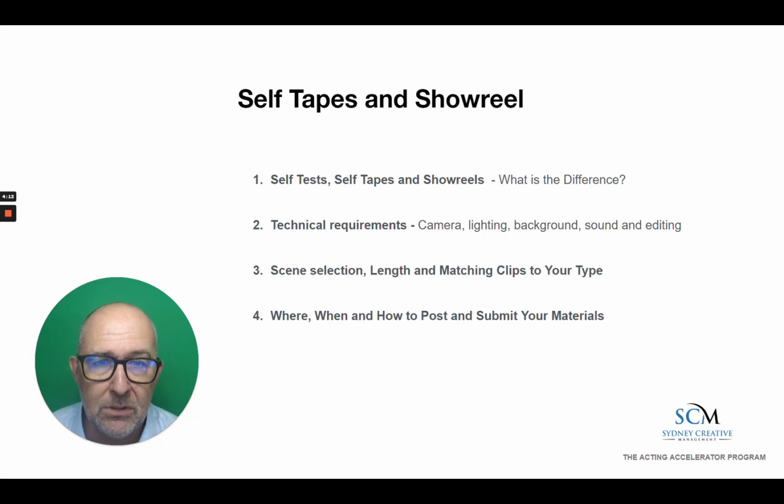Sound is really important. If you can get an external microphone and attach that to your camera, that would be good, a lapel mic or a shotgun mic. If not, then try and be as close to the camera as possible if you're just using your camera. And editing, there's free editing software readily available that you can use to edit your clips together. Usually the start and the ends need to be edited out, and you can cut scenes together as well.